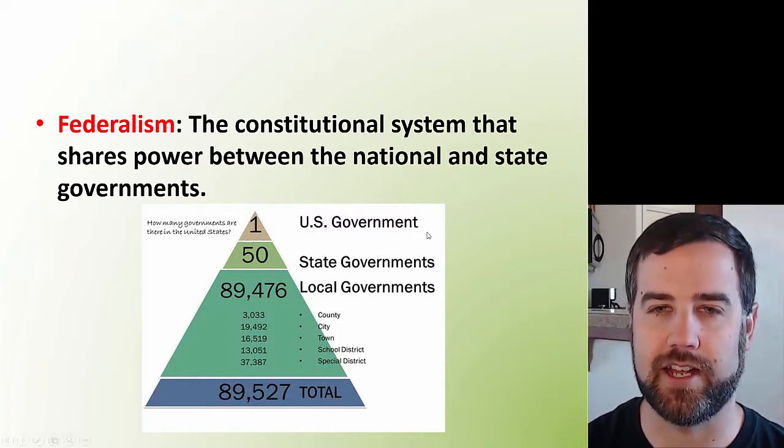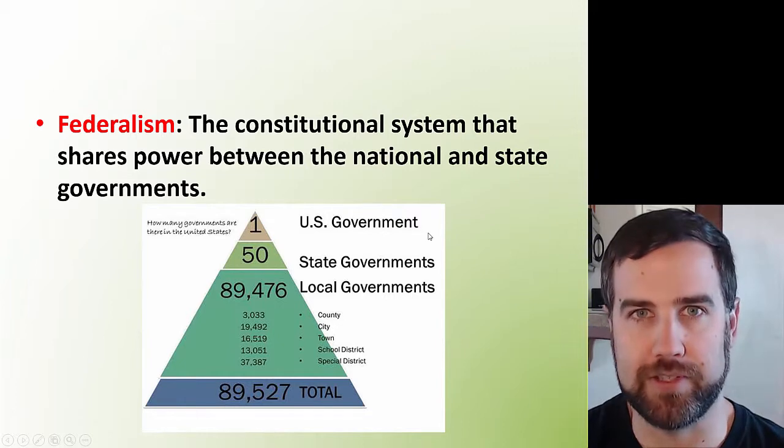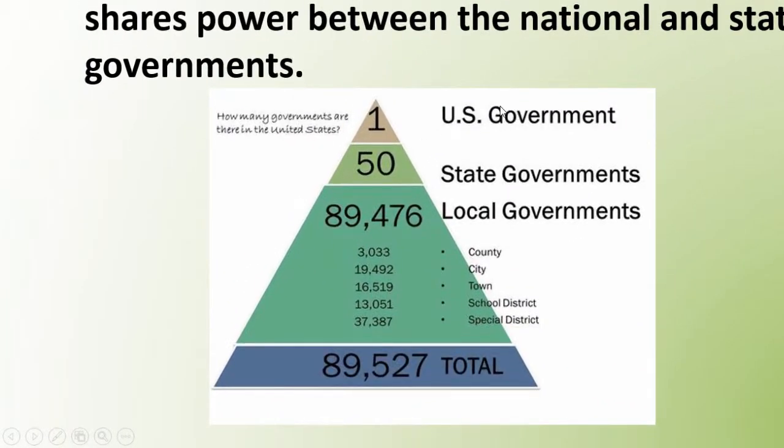Taking a look at this diagram, what governments do we have in the United States? We have one U.S. government, or that would be the federal government, or the national government. We have 50 states, so we have 50 state governments. And then with each state, we have local governments.